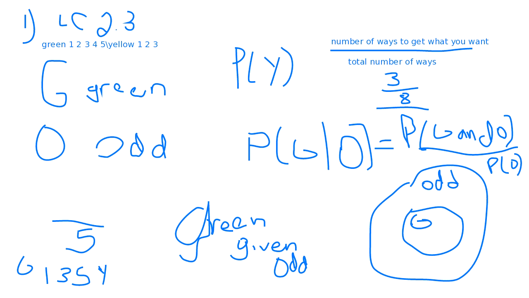or a yellow 3. So there's 5 ways. A green could be 1, 3, 5, or a yellow could be 1, 3. Now, out of those that I just listed have to come the green ones, because your numerator is green and odd. So how many are green and odd? 3. Yes. 1, 2, 3. Your answer is 3/5.